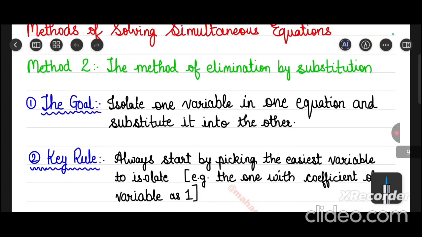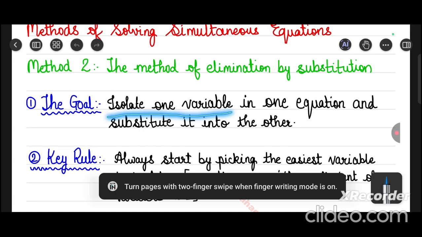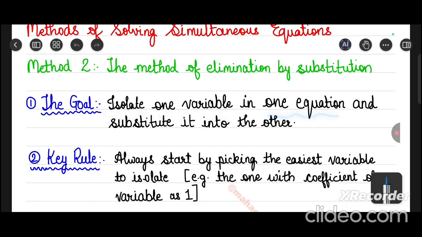Now the goal is to isolate one variable in one equation and substitute it into the other. We have two equations, equation 1 and equation 2. In certain conditions, we shall be able to isolate one variable in a given equation and substitute that into the other equation.